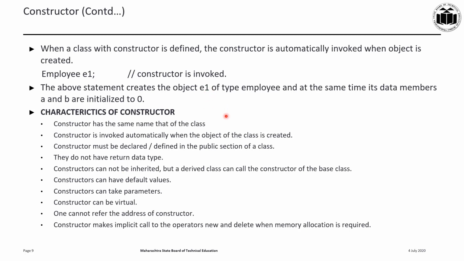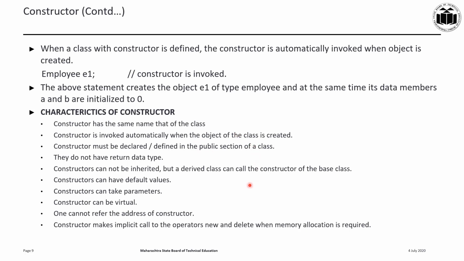Now in that Employee class, if we take the reference of the last example, the object e1 created from the class Employee will initialize a and b to 0. Based on that, we have some characteristics of a constructor. A constructor has the same name as the class. It will get invoked automatically whenever an object of the class is created.